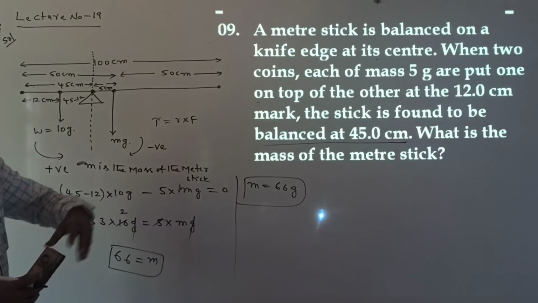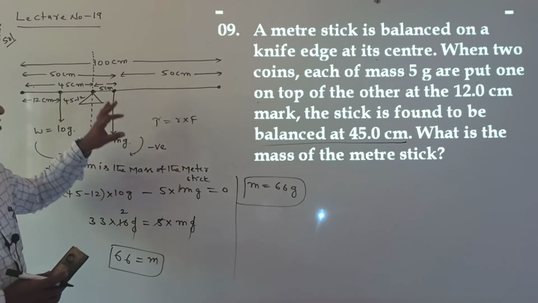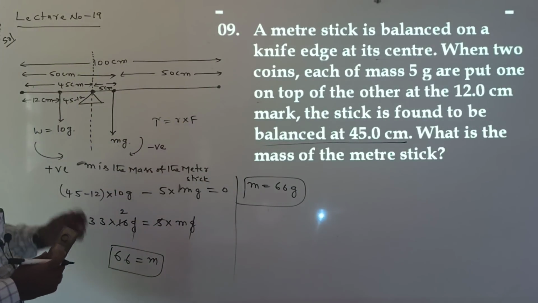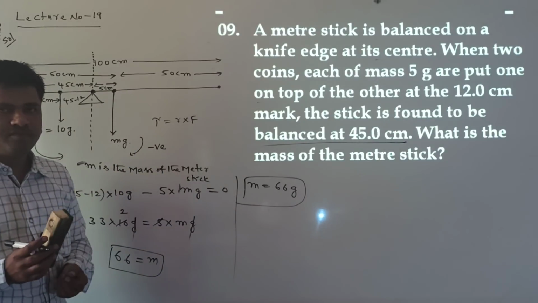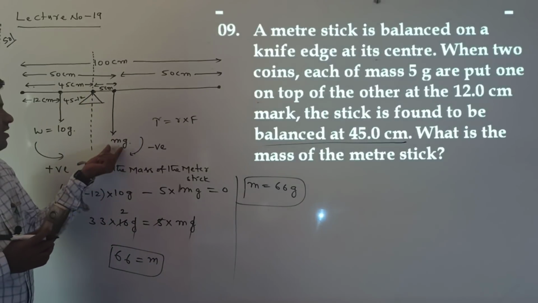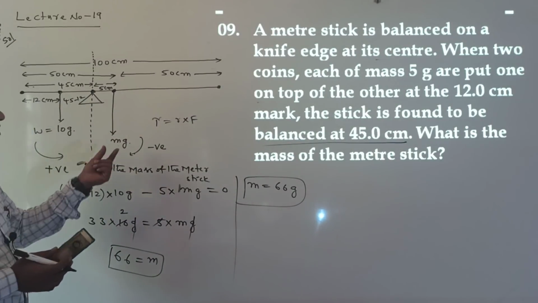Totally the meter stick is 100 centimeter. First of all, it is balanced at the 50 centimeter. Suppose m is the mass of the meter stick. The weight of the meter stick acts in the downward direction at the center. Center means mg.